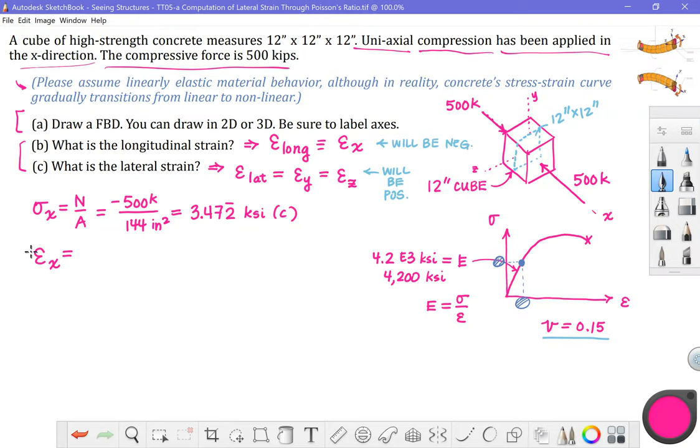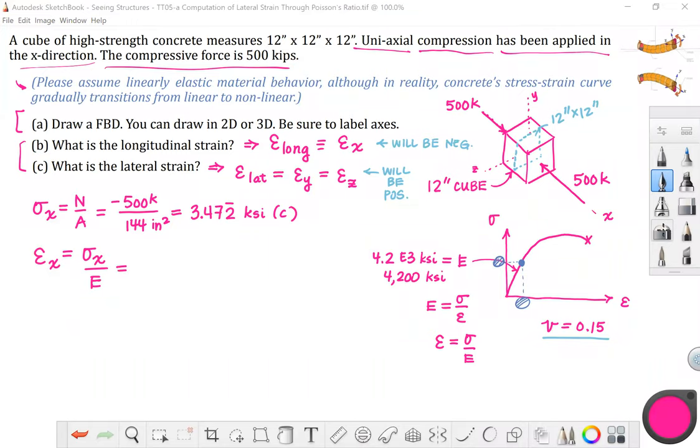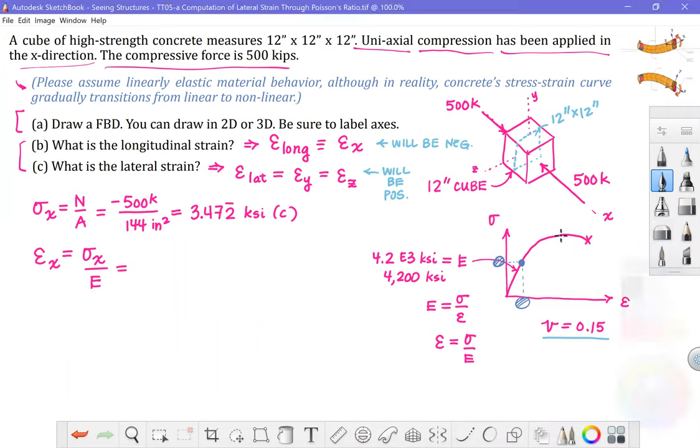And of course, we're not solving for modulus of elasticity here. We're solving for a strain. And so I'm going to multiply both sides by strain epsilon, divide both sides by modulus of elasticity, and we'll plug into this equation sigma x divided by the modulus. If you're wondering, so we've got 500 kips of force, we know how much stress that has caused.